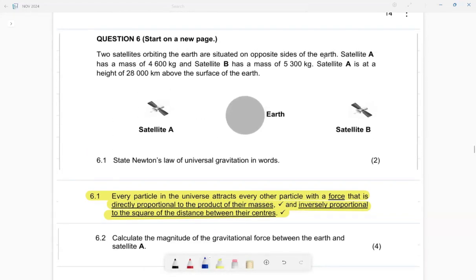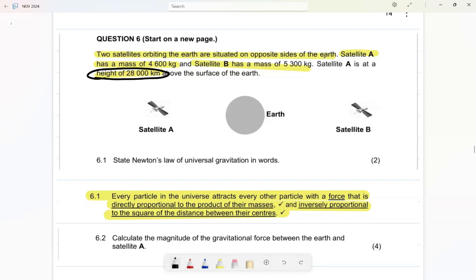Okay, now question 6 says, two satellites orbiting the Earth are situated on opposite sides of the Earth. Satellite A has a mass of 4,600 kg and satellite B has a mass of 5,300 kg. Satellite A is at a height of 28,000 kilometers above the surface of the Earth. So it is at a height of this much above the surface of the Earth, right?